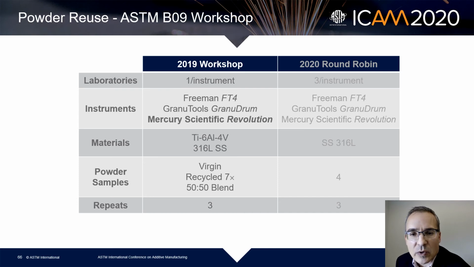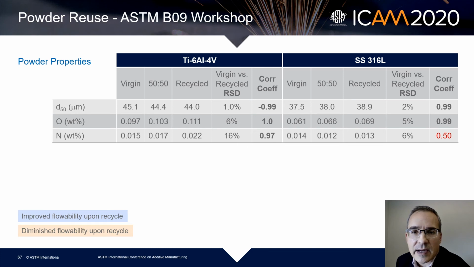The 2019 workshop involved the three instruments, the Freeman, grinding tools and the Revolution, two different materials, three different powders: a virgin, recycled, and one that's a 50-50 blend. And each lab tested it, repeated the test 3 times. Looking at both the relative standard deviation between the virgin and recycled powders, as well as a correlation coefficient for that series, virgin to blend to recycled.